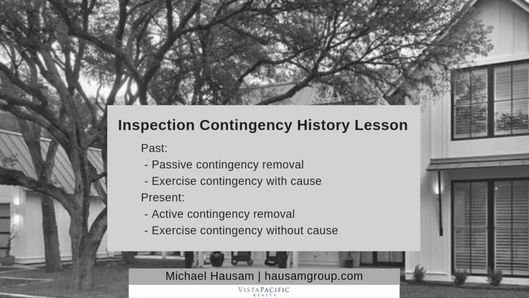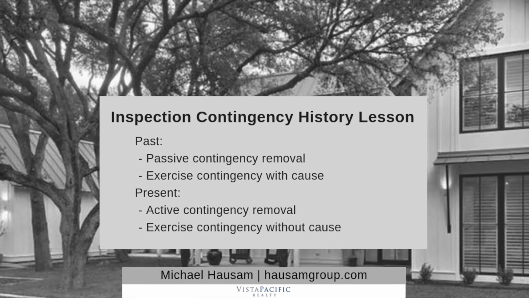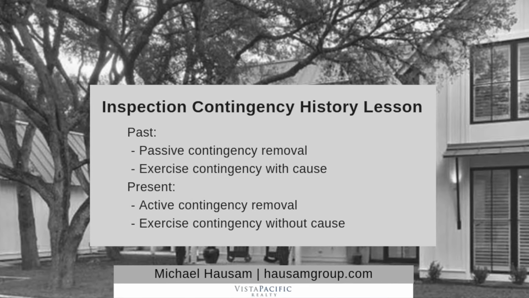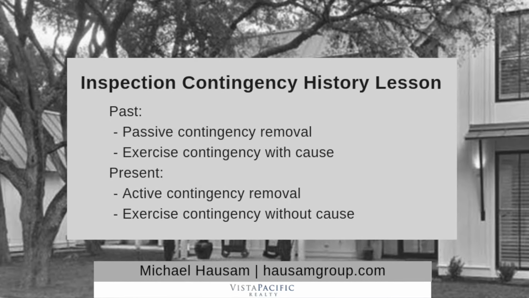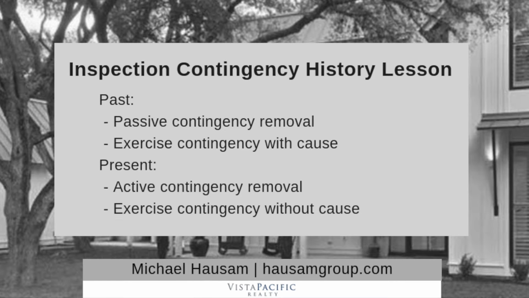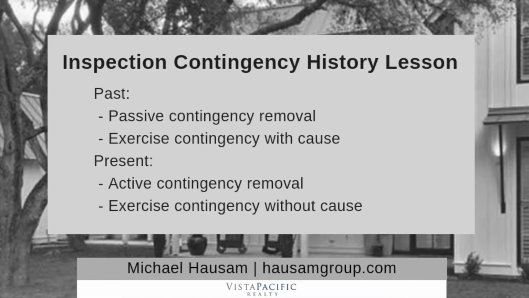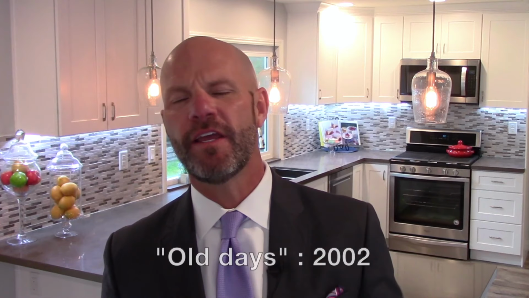So here's the history lesson. The old way, there was passive removal of contingencies, and there was an inspection contingency with cause. The new way, it's an active removal of contingencies, and the inspection contingency can be exercised without cause. So what does all of that mean, right? So firstly, the passive contingency, the way it was done in the old days, you'd specify in the contract a certain number of days, and at the end of that period of time, the contingency would drop off automatically. There were no forms to fill out or no notices that needed to be given.